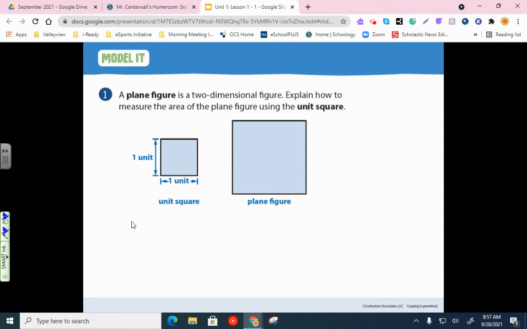So a plane figure is a two-dimensional figure, and go ahead and write 2D over that, two-dimensional. Explain how to measure the area of the plane figure using the unit square. So here's our unit square right here, and here's our plane figure. What you can do is put these little dotted lines here. You can take one of these unit squares and put one here, one here, one here, and one here. You can put 4 of those on top of it and measure that.